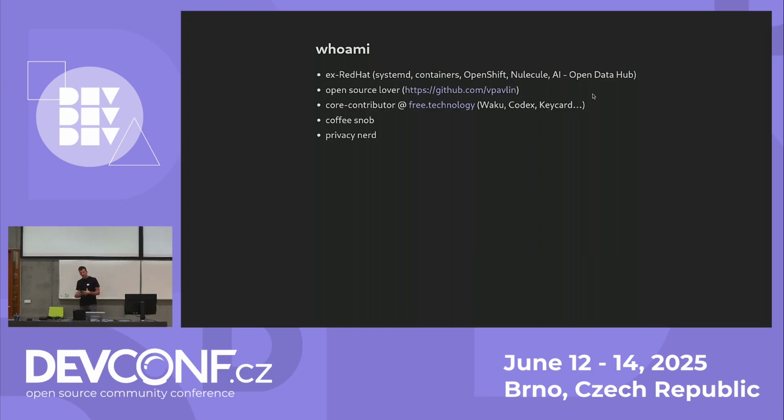The projects I particularly work on is Waku, which is a communication infrastructure, but I also participate in a project called Codex, which is a decentralized storage system, and I really like another project of ours, which is Keycard, a hardware wallet that is completely open source from hardware to software. So I'm happy to talk about all of these if you are into Web3 and crypto, but that's not what I want to specifically talk about in this talk.